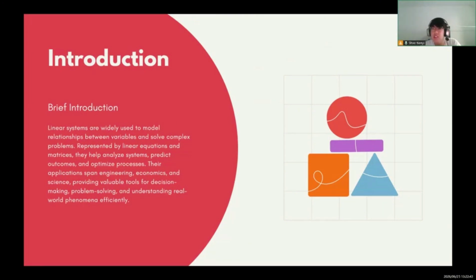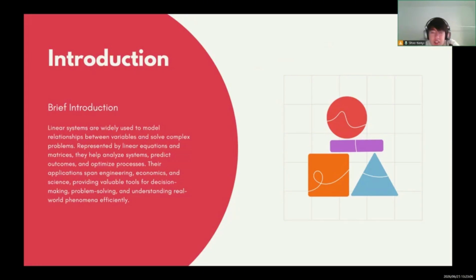I think linear systems play a very important role in various fields, enabling us to model and solve complex problems in different areas. Through the study of linear systems, we gain a deeper understanding of relationships between the variables, and we can make predictions, optimize processes, and make informed decisions.